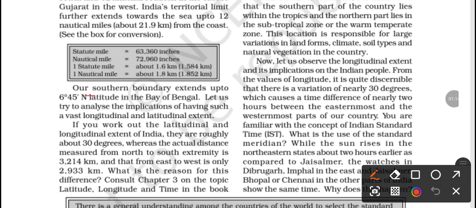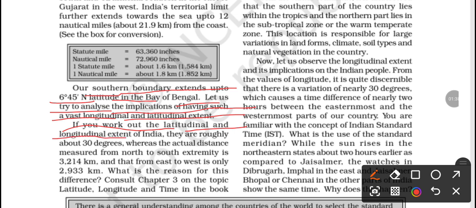Our southern boundary extends up to 6 degree 45 minute north latitude in the Bay of Bengal. Let us try to analyze the implications of having such a vast longitudinal and latitudinal extent.